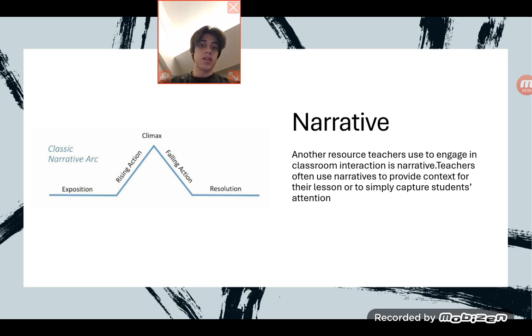Narrative. Another resource teachers use to engage in classroom interactions is narrative. Teachers often use narratives to provide context for their lessons, or to simply capture students' attention, because of course, telling stories is going to capture the attention of the students, because people are always drawn to narratives and stories. They like to listen to or read stories and narratives. So this is a very productive tactic to get their attention in the class.